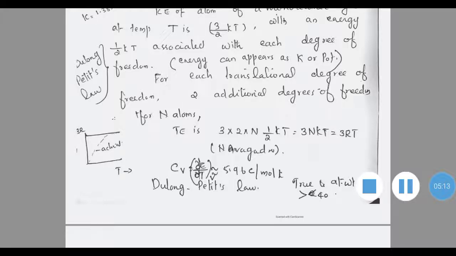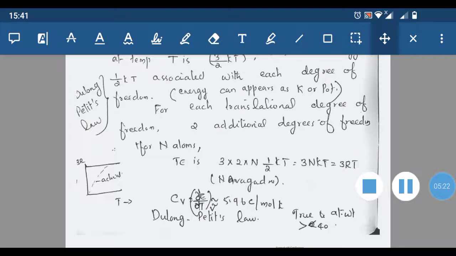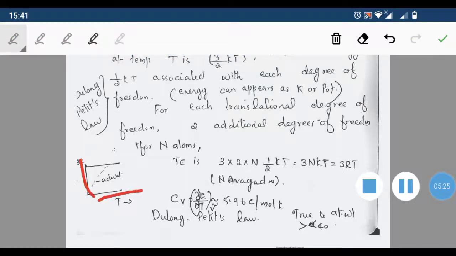But if we examine the real case, you can see a graph here showing the variation with temperature. Temperature is taken along the x-axis and CV is taken along the y-axis, and this is the shape of the graph. This is the actual graph, but according to the Dulong-Petit law, it is a constant equal to 3R. So something is wrong with the classical model for specific heat, and we have to correct it by using modern theory.